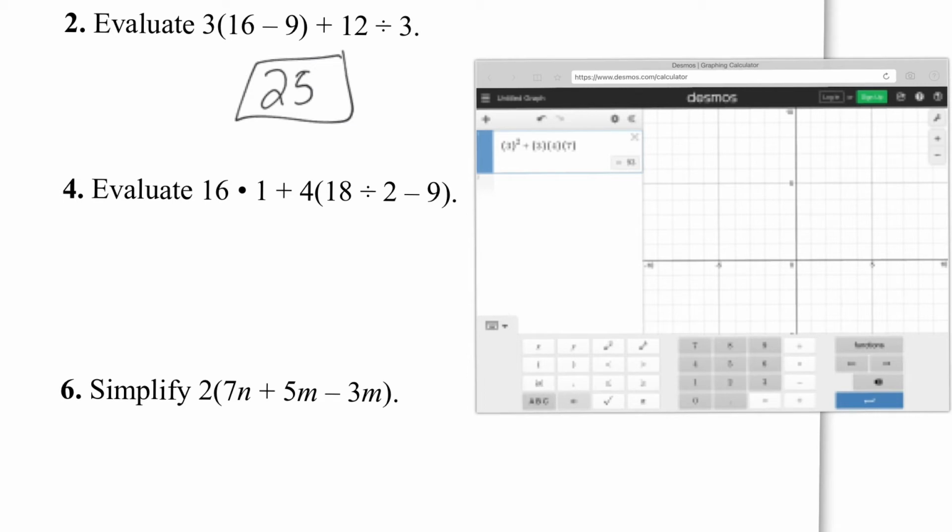For number 4, this one doesn't have any variables. You just have an expression with numbers. All you do, guys, is you need to put that in decimals.